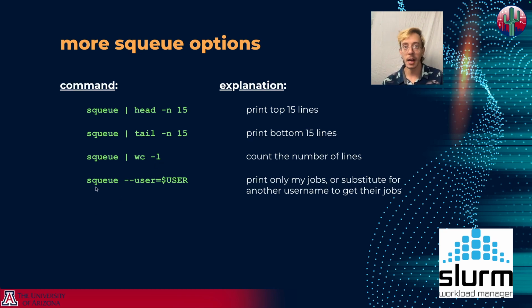So I can pass --user equals $USER in all caps. This is an environment variable that returns the username of whoever put it in, unless you changed it for some reason. So if it were me, it would put out my username. If you were to run it, it would put out your username. So if you just put this into the command line, this will tell you the running and pending jobs that you have submitted. You could also put somebody else's username in there if you wanted to check on a group member, for say. Okay, so these are a few options that we can use.